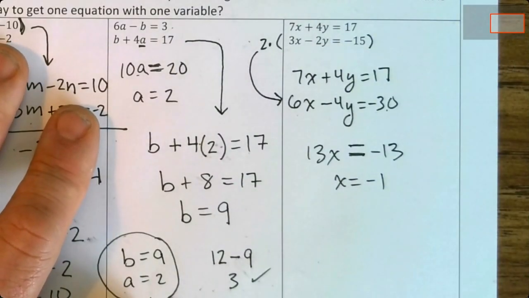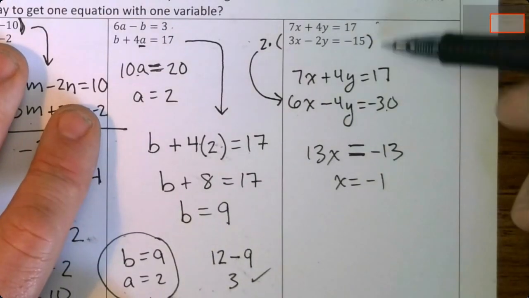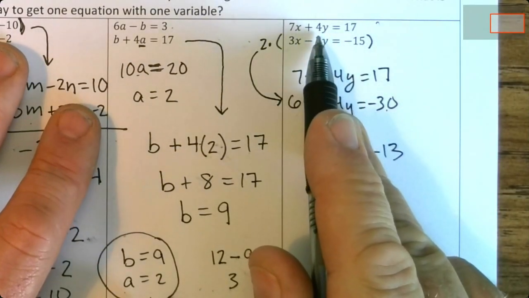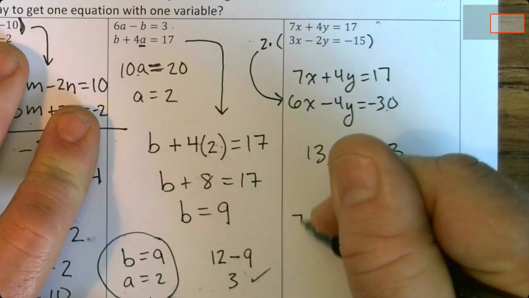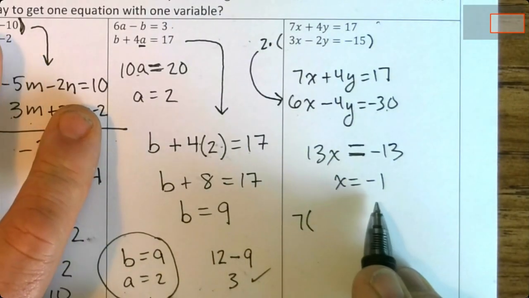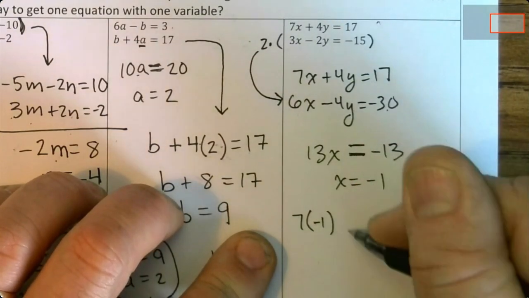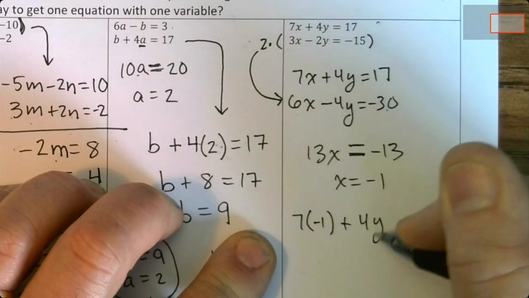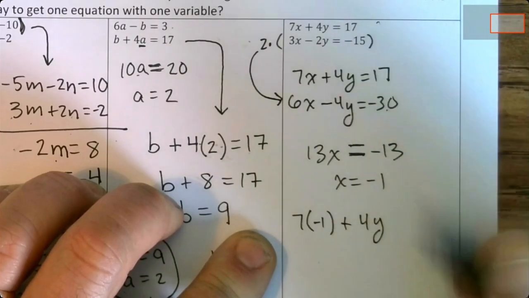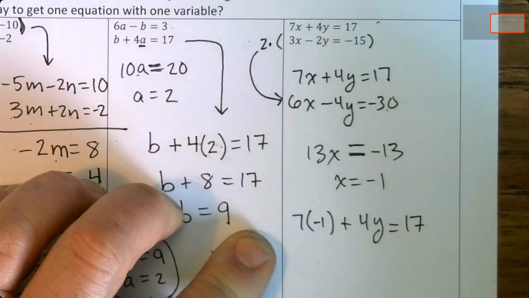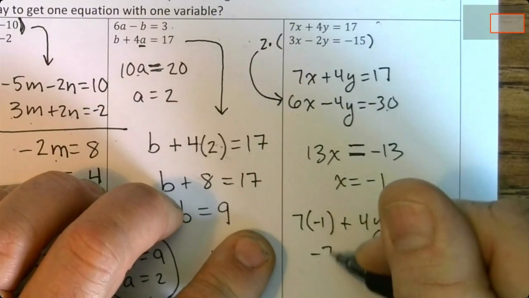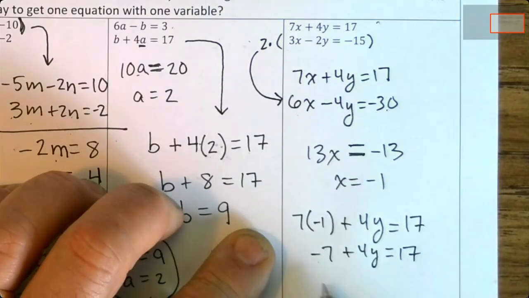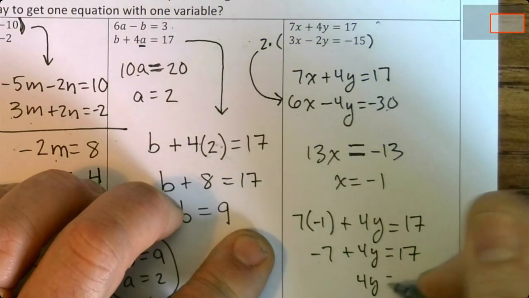And now that I know what x is, I just need to use one of these equations. It doesn't matter which one to find y. I like the top one because the coefficient of y is positive. So I'm just going to write 7 times what x was, negative 1, plus 4 times y is equal to 17. Okay, so negative 7 plus 4y is 17. If I add 7 to both sides, I get that 4y is 28.